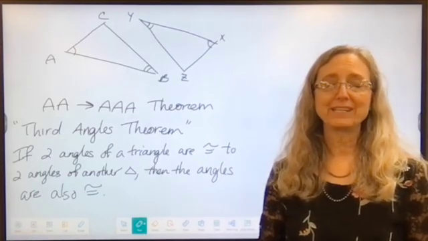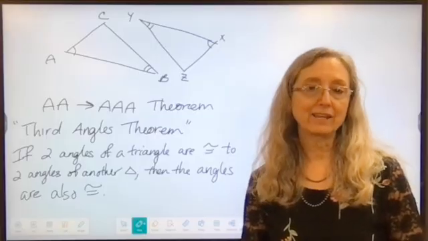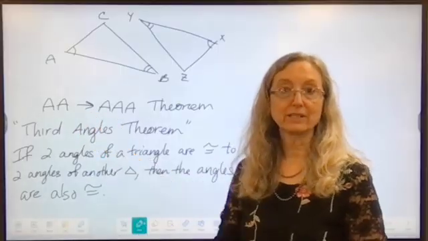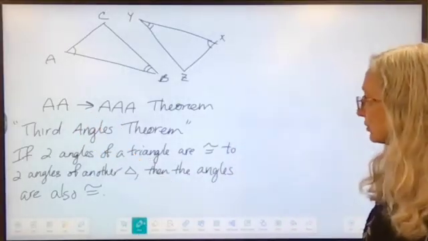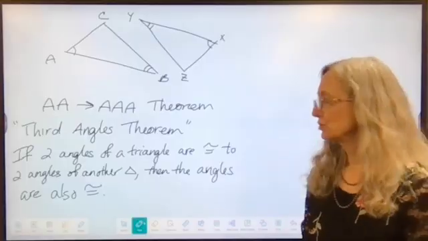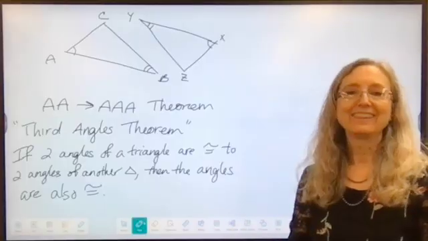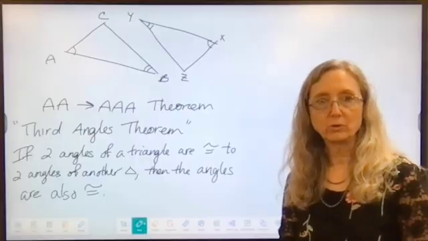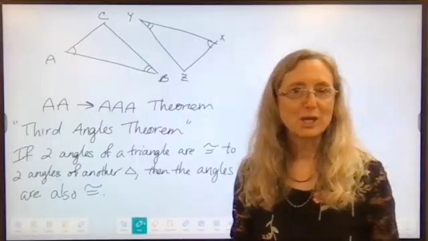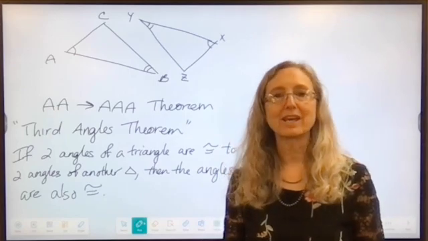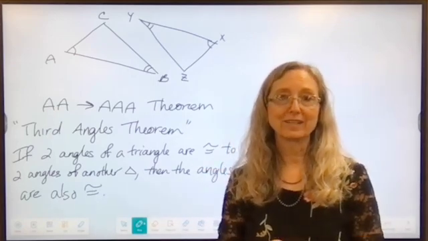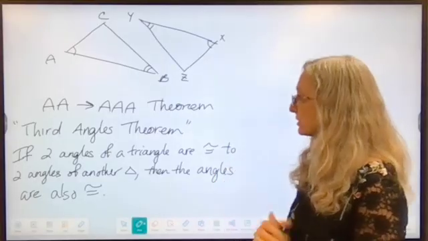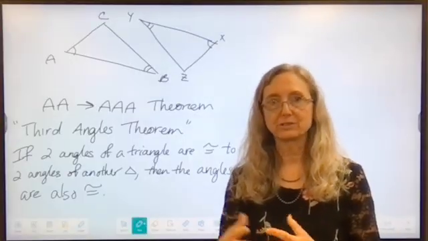Another theorem for your notebook is what I've always heard of as the third angles theorem. The shorthand for this: if I have two angles, then that implies the third angle. It basically says if two angles of a triangle are congruent to two angles of another triangle, then the third angles are also congruent. Why? Because they add up to 180. So if the first two are the same, in order for them to both equal 180, the third angle also has to be congruent. That's the third angles theorem, and that will help you to solve some other problems as well.